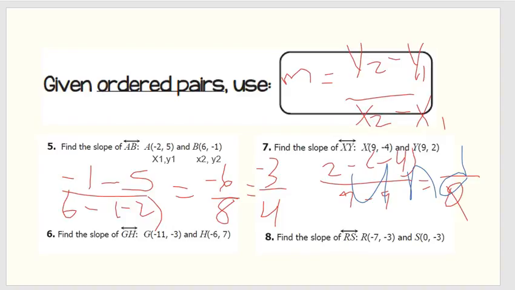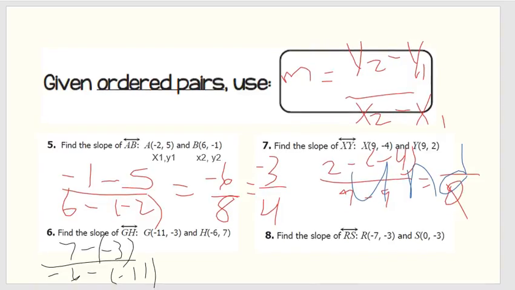Okay? So you should have gotten 7 minus a -3 over -6 minus -11. Be very careful with your signs. So we really have a 7 plus 3 on top, that's a 10, over -6 plus 11 is going to give you a 5. So our slope here is a +2.